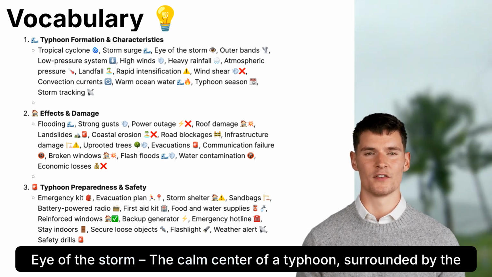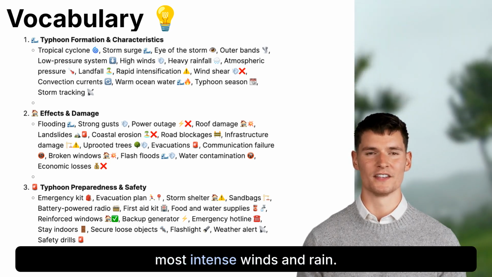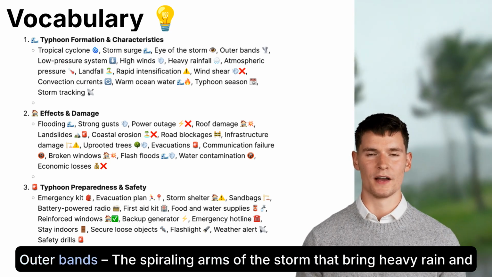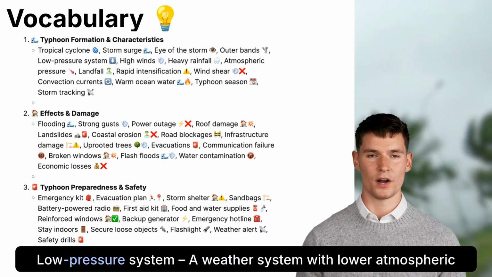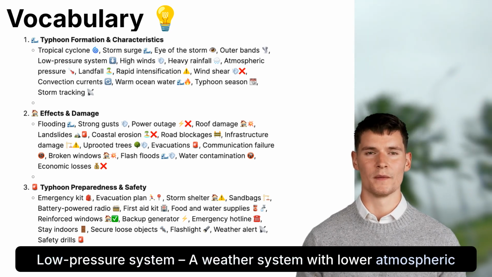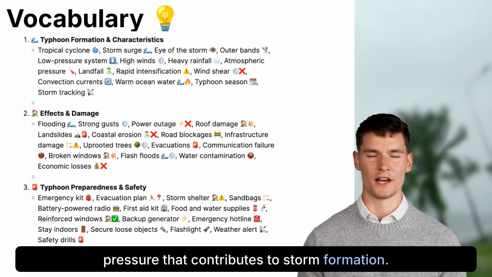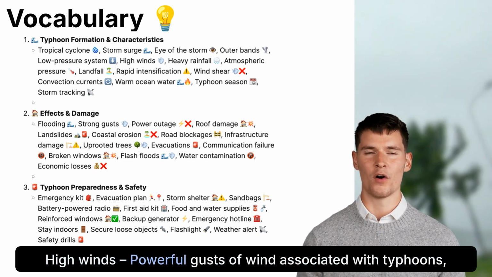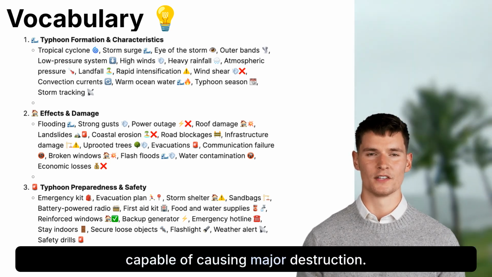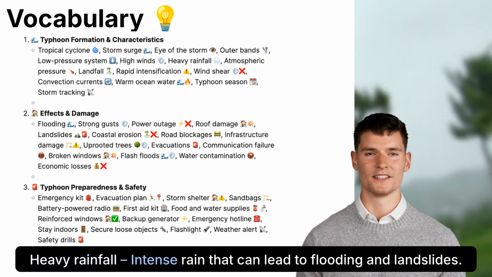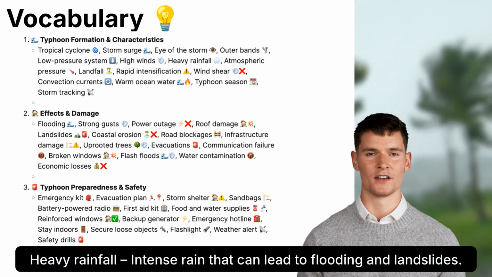The calm center of a typhoon, surrounded by the most intense winds and rain. Outer bands, the spiraling arms of the storm that bring heavy rain and wind. Low pressure system. A weather system with lower atmospheric pressure that contributes to storm formation. High winds, powerful gusts of wind associated with typhoons, capable of causing major destruction. Heavy rainfall, intense rain that can lead to flooding and landslides.